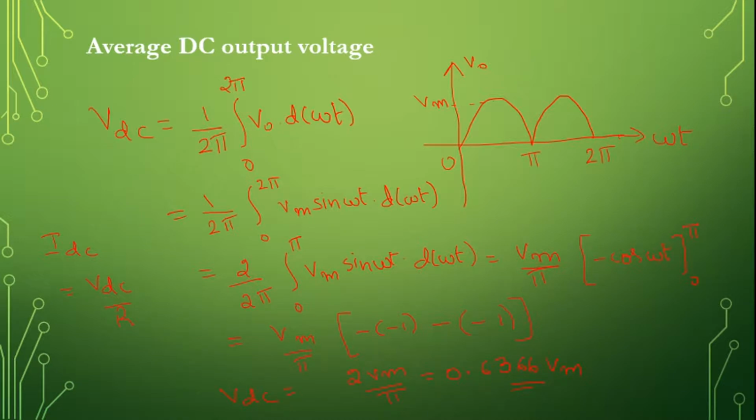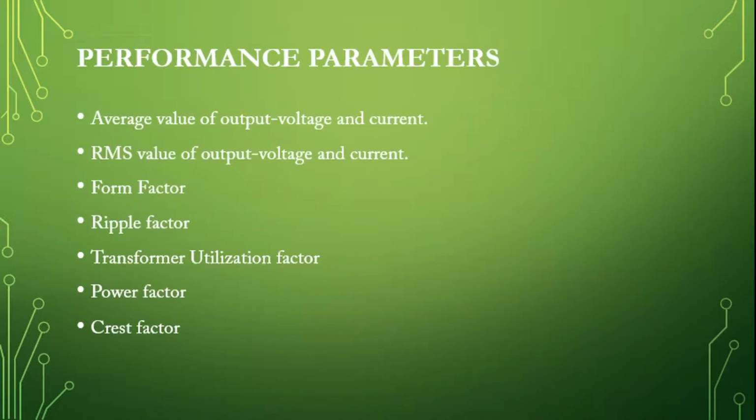Next we will see the other performance parameters. The performance parameters are the RMS value of the output voltage and current. We have already seen the average value of the output voltage and current. The other performance parameters are form factor, ripple factor, transformer utilization factor, power factor and crest factor. We will see all the remaining performance parameters for a full wave rectifier with a resistive load.